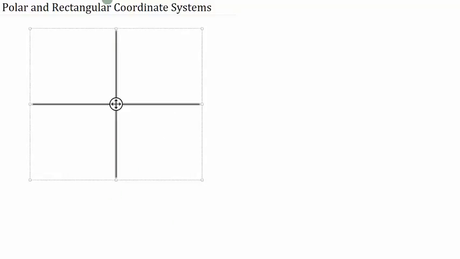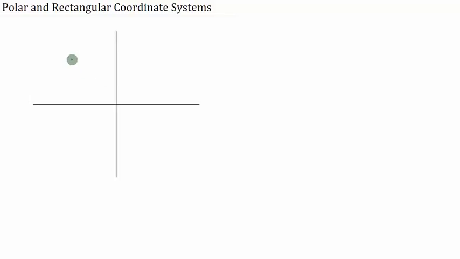Let's take a quick look at two-dimensional coordinate systems, and we're going to compare the polar coordinate system to the rectangular or the Cartesian coordinate system. So basically a two-dimensional coordinate system is a way to determine the location of a point in space.